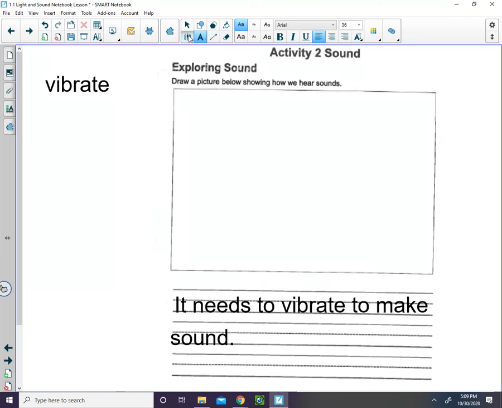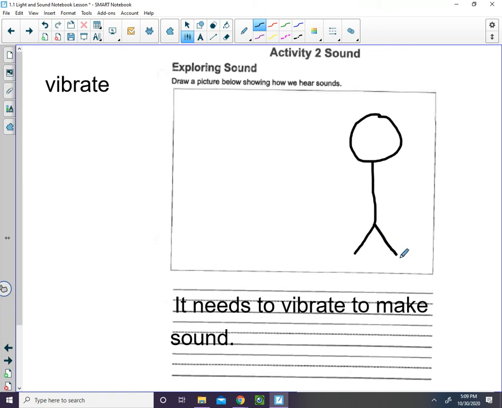So I'm going to go ahead and draw, and you can draw something similar to this if you'd like. First of all, draw yourself on one side. I'm very good at stick people. And now what we're going to do is think of something that makes sound. I know what I'm going to draw. I'm going to draw a kitty cat who meows.